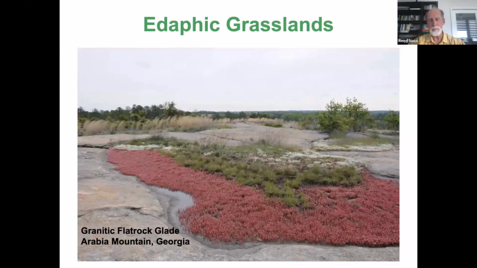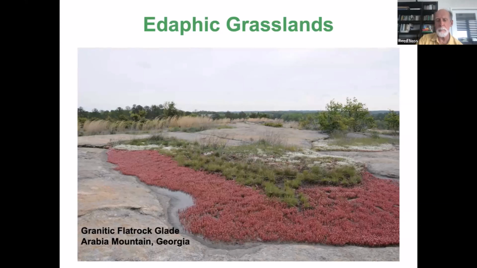But not all grasslands require fire. There's an entire class of grasslands known as edaphic grasslands, some of which appear to require fire, but others do not. This is an example. There's as much rock here as there is vegetation. This is a granitic flat rock glade in Georgia. Many other kinds of glades exist around the Southeast. These have very sparse, low vegetation.